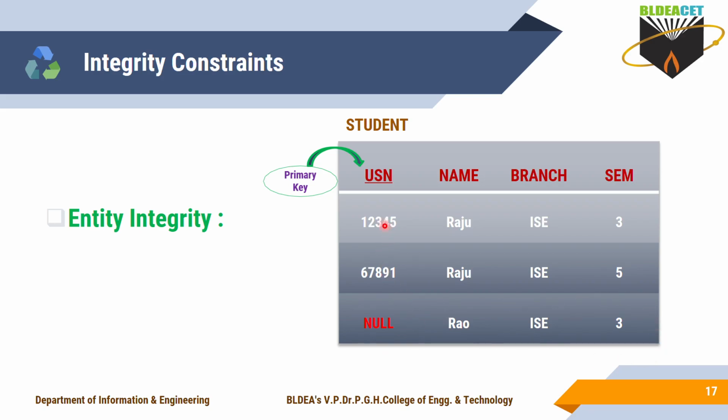As I told in the example, if I know the USN number, then I can identify the student. With the help of this USN number, I can identify the student here. So for the USN, if I enter null, then how will we identify the student information related to this?